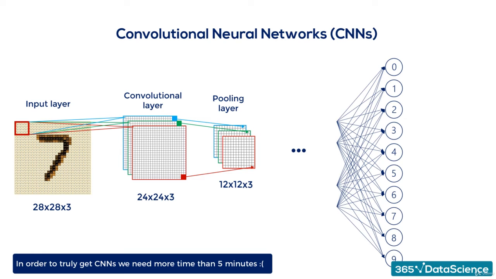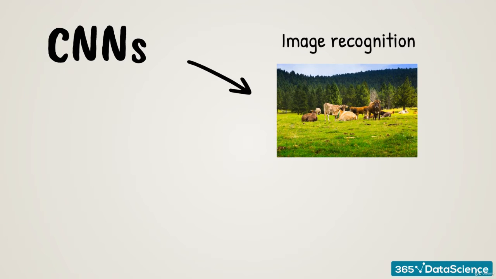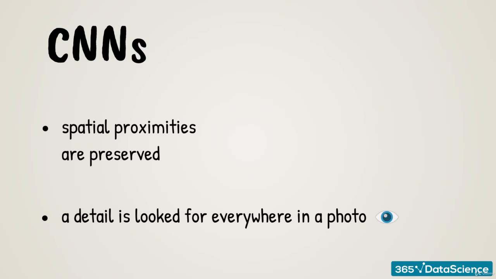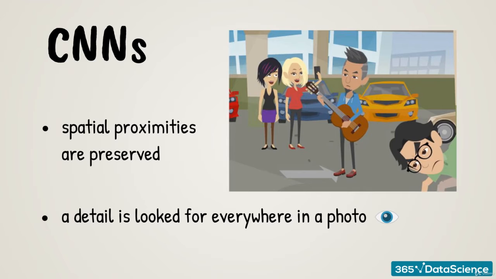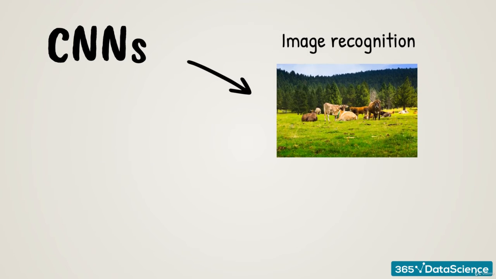In order to truly get CNNs, we need much more time than a couple of minutes. In general, though, to get the gist of it, CNNs are mainly used in image recognition due to their 2 major advantages. Spatial proximities are preserved. It matters where in the photo we find a certain detail. And a certain detail such as a human eye is looked for everywhere in the photo. Thus, a face can be recognized everywhere on the image. These 2 advantages make CNN's predictive power much higher than that of NNs, especially when it comes to image-related problems.